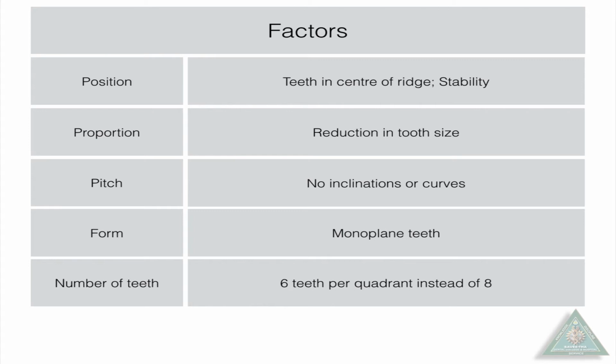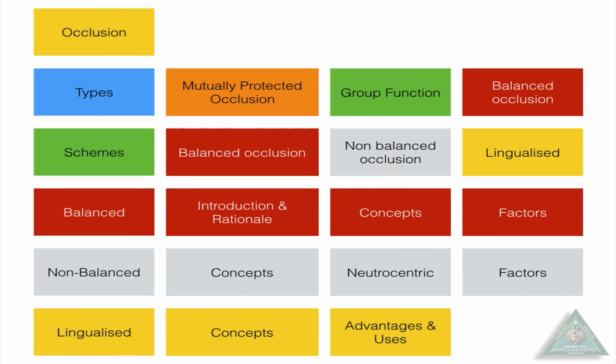In the neutrocentric concept, the teeth are placed in the center of the ridge, and the teeth have a very reduced size, that is, a 40% reduction of the occlusal table. The pitch refers to the curves: the anterior, posterior, and lateral curves. The neutrocentric concept is devoid of any curves. They prefer the use of monoplane teeth, 0-degree teeth. There is no cuspal angulation at all. And the number of teeth is reduced to 6 instead of 8 per quadrant.